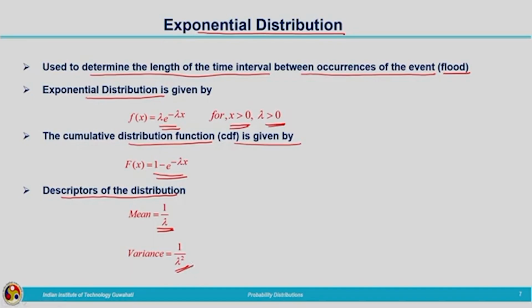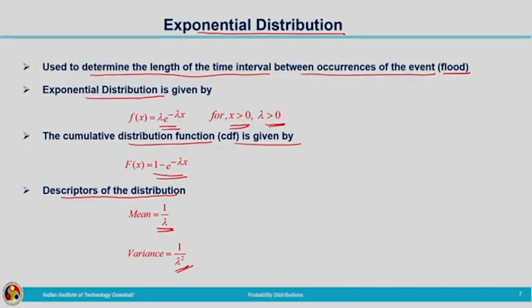So, in the case of exponential distribution, we have seen the probability density function and the corresponding cumulative distribution function. Mean is given by 1 by lambda and variance is given by 1 by lambda square. If variance is 1 by lambda square, standard deviation will be 1 by lambda.